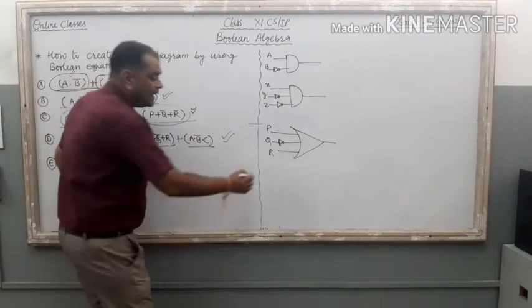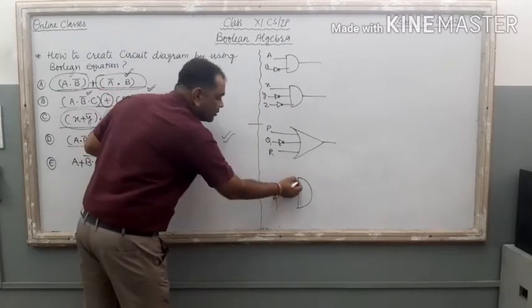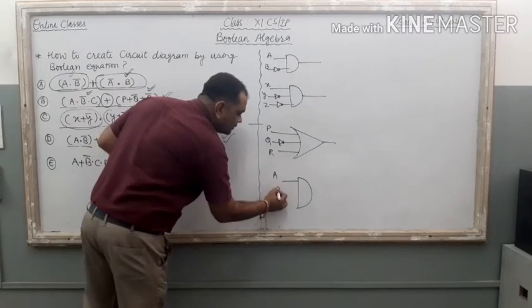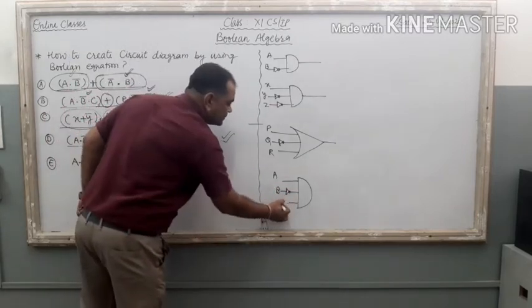Dot means AND gate. So again I am going to draw the AND gate over here. The first input it is A. The second input it is B bar, B with NOT. And the third input it is C. Clear?